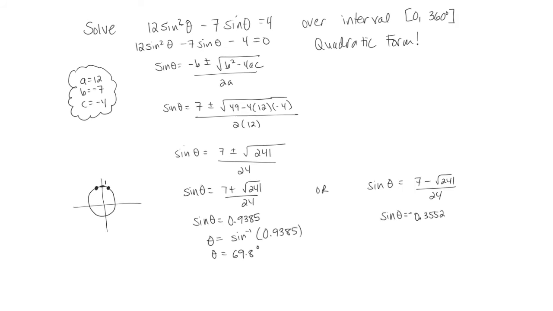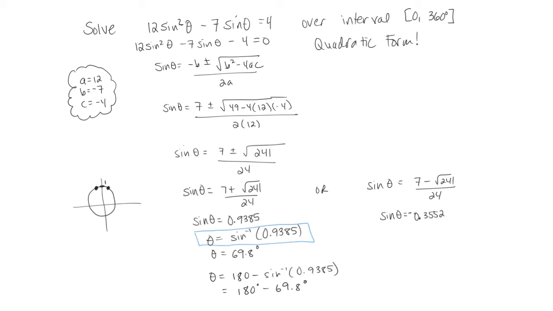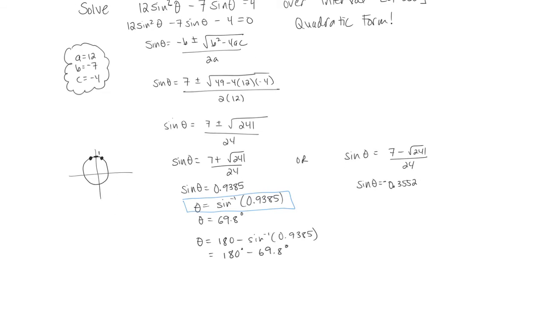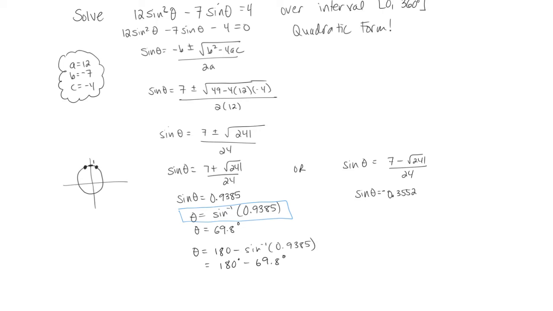So when you're taking this action right here, there's two different places that you want to go. Just like you take plus or minus square root, you also need to take 180 minus that arcsine of 0.9385. Or you could also just do 180 minus whatever angle you come up with. So in this case, 180 minus 69.8, and that's going to give us this other angle over here, which is 110.2.